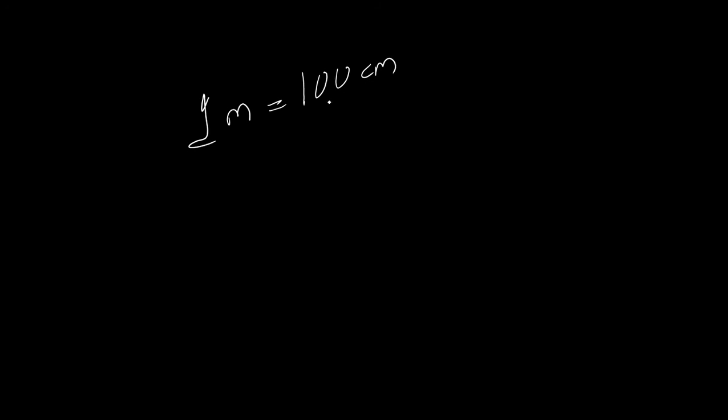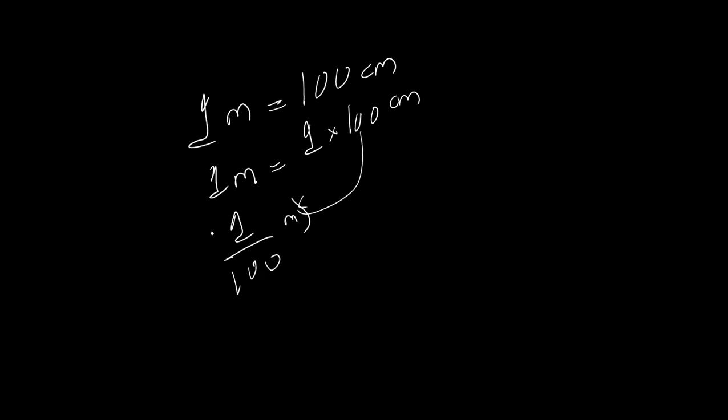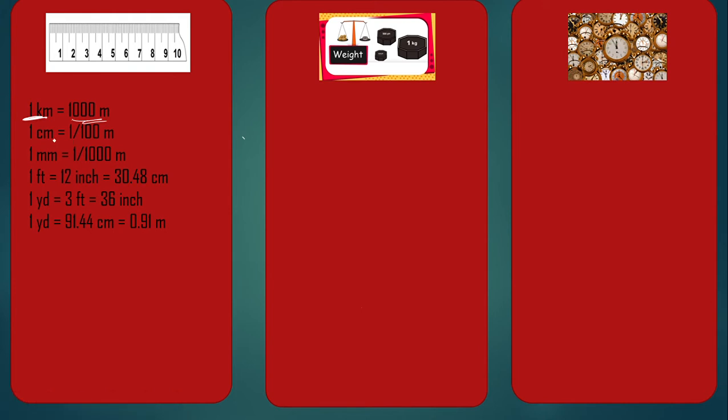Now if we have to find a submultiple, say only 1 centimeter, we can write this as 1 meter is equal to 100 centimeters. We can take 100 to the other side: 1 upon 100 meter is equal to 1 centimeter. So 1 centimeter is nothing but 1 upon 100 meter. This is how we got this.